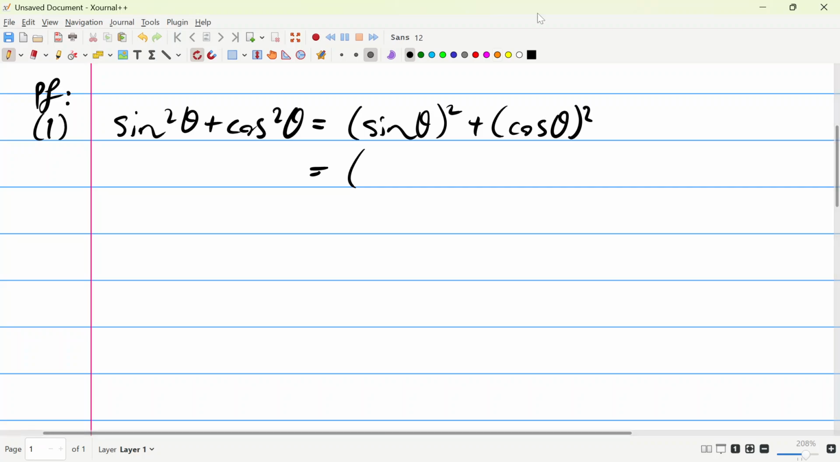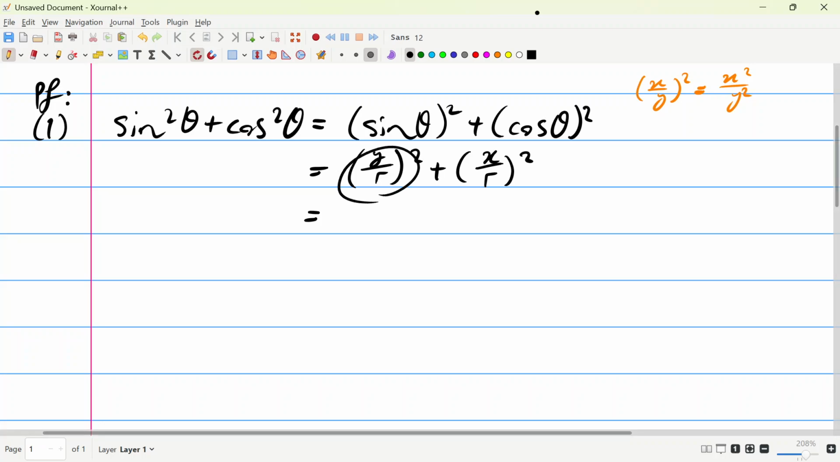Remember that sine theta is equal to y over r, and we square that, and cos theta is equal to x over r, and we square that. From here, we use our properties that tell us that x divided by y squared is the same as x squared over y squared, where the square will distribute between the denominator and the numerator. Meaning y over r all squared will be y squared divided by r squared, plus x over r squared, which is x squared over r squared.